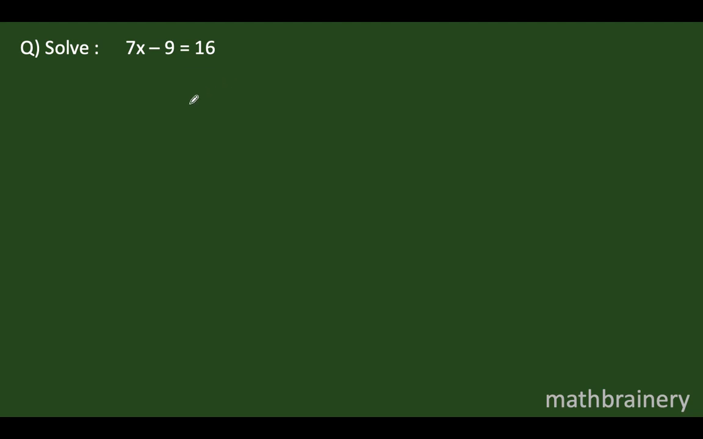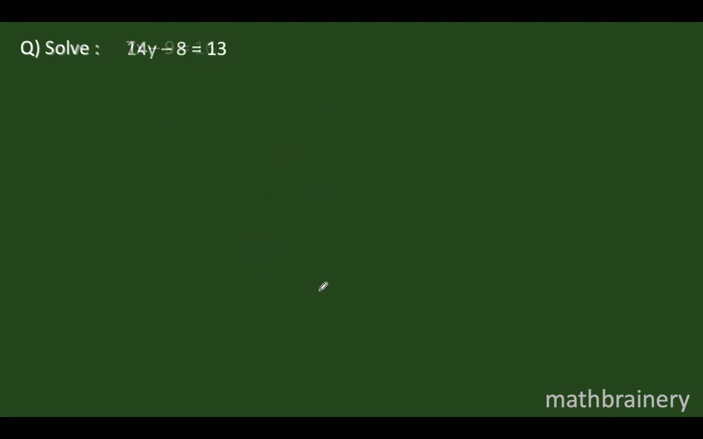Okay, the next question. 7x minus 9 is equal to 16. Now to get this 7x, we need to transpose this negative 9 to the right hand side. And when you transpose, its sign changes to positive. That means it will be 16 plus 9. That means 7x is equal to 25. Then what should be x? Transpose 7 to the other side. It must be 25 by 7.